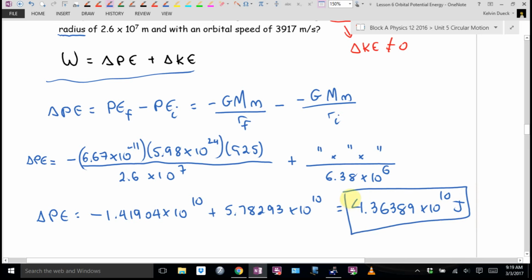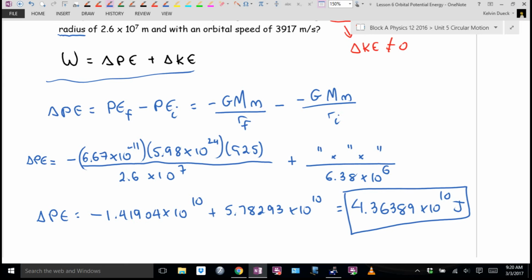And once I get the change in potential, I tend to put a box around that, because as we get more difficult questions, you still have lots of calculations to go, and it's easy at the end to say, now where the heck was that change in potential energy in my work? So put a box around it.